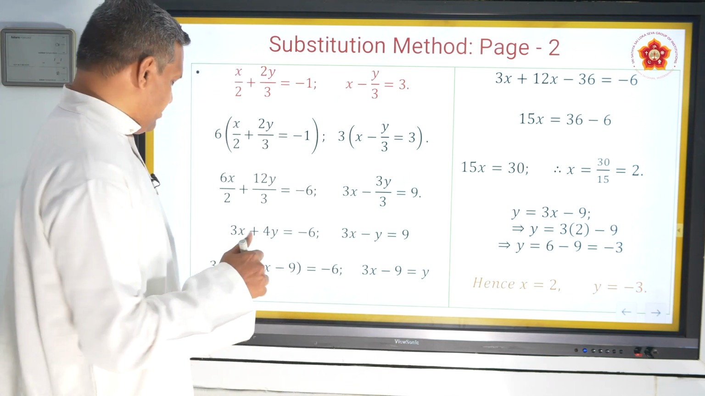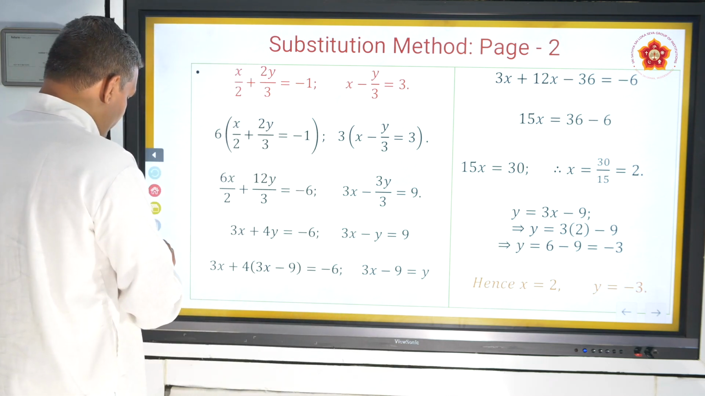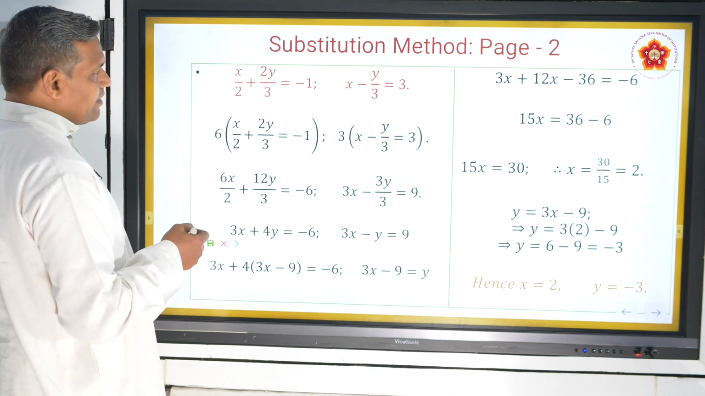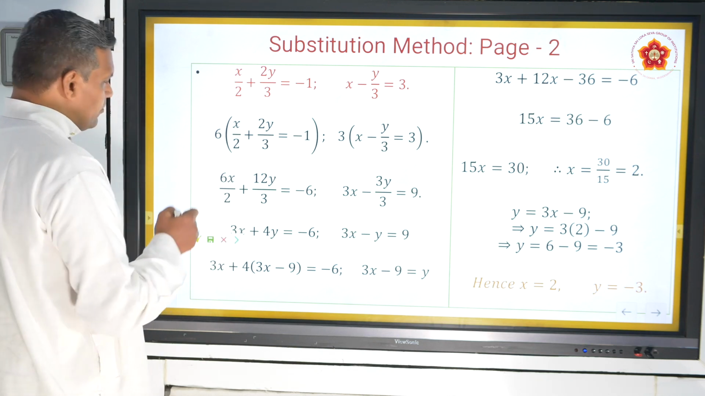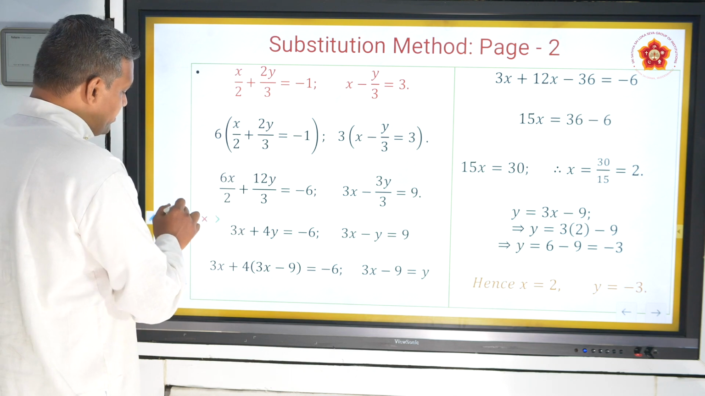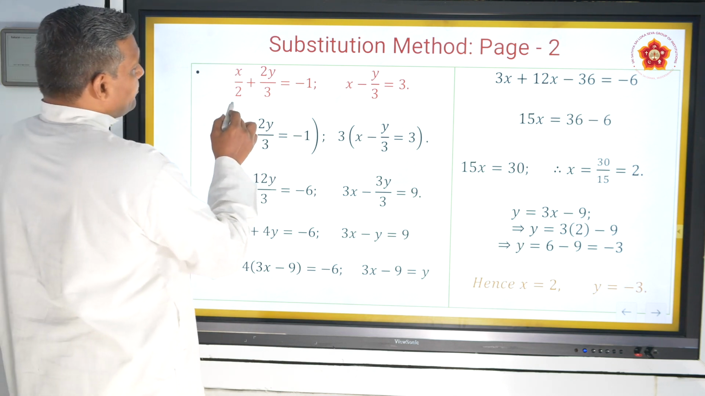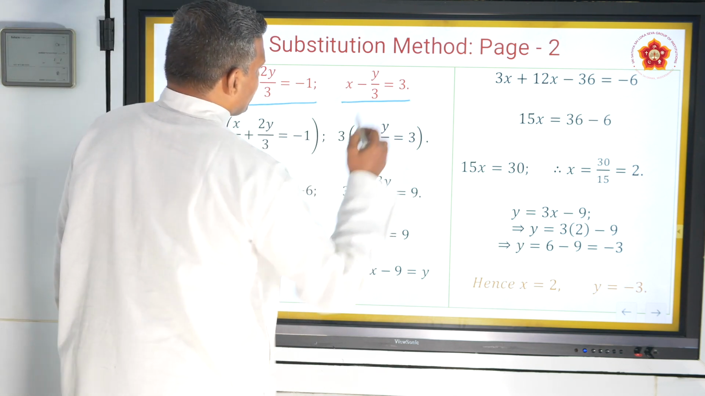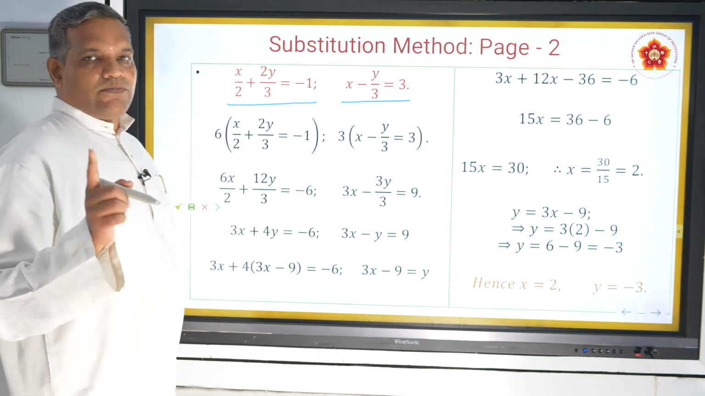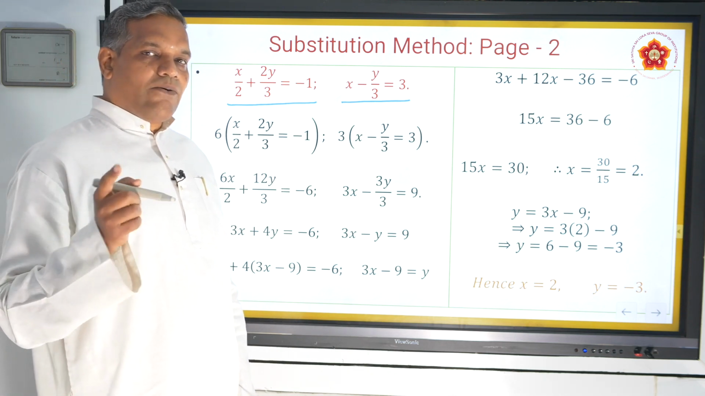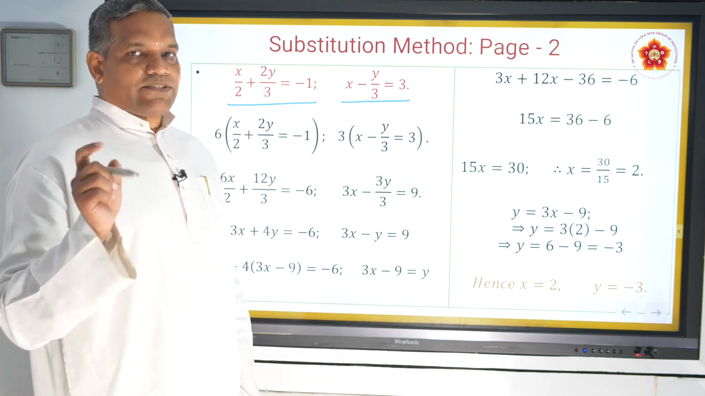Okay, let's go back. My pen is ready. I'll take some blue color, that is a much better color. Now, this is the first equation, this is the second equation. I am not going to change any rule from the last sum to this sum, but you have to understand what I am doing. Slowly I go, catch me.